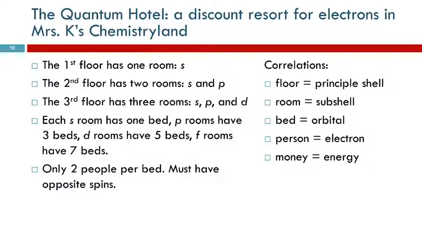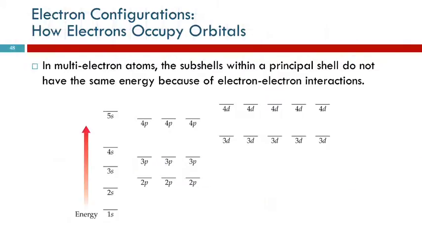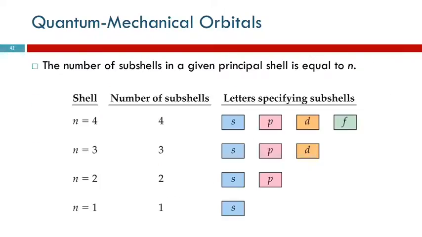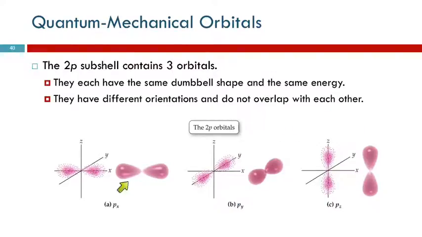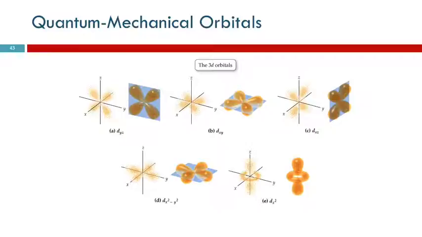So the S sublevel only has one orbital in it. The S room in the hotel has 1 bed. The P sublevel has 3 orbitals. Let's go back and look at the picture of that. Okay, it has 3 orbitals. The P room has 3 beds. The D room has 5 beds. The D sublevel has 5 orbitals. And we don't even want to think about the pictures of the F orbitals. If you think these are weird, the Fs are even stranger.